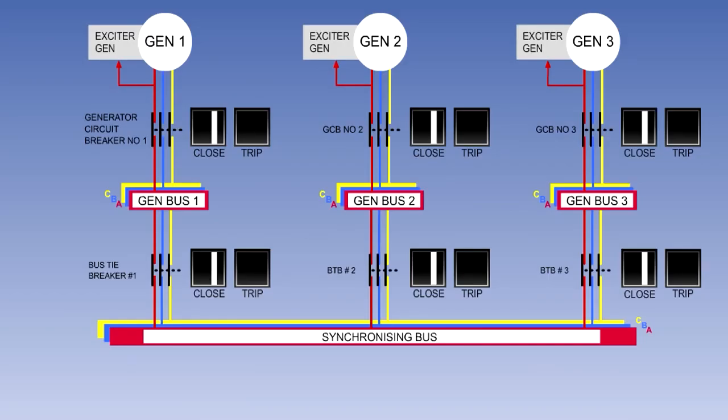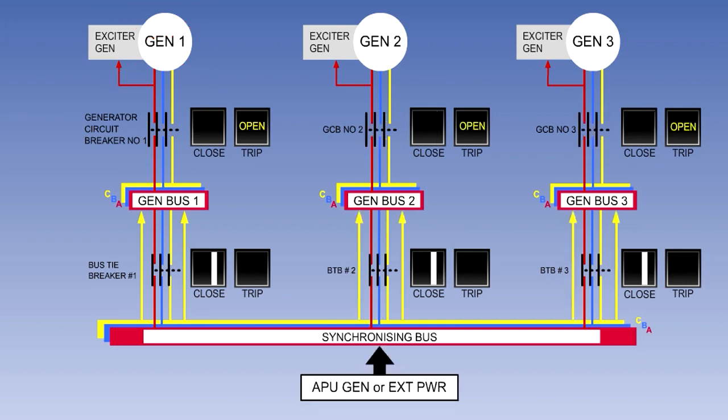The synchronizing busbar has no electrical loads connected to it. Its purpose is to allow the engine-driven generators to be operated in parallel, to allow another generator to power a failed generator's load busbars in the event of a generator or engine failure, and to allow an external power supply or power from the APU generator to be fed to the load busbars through the bus tiebreakers when the engine generators are not operating.